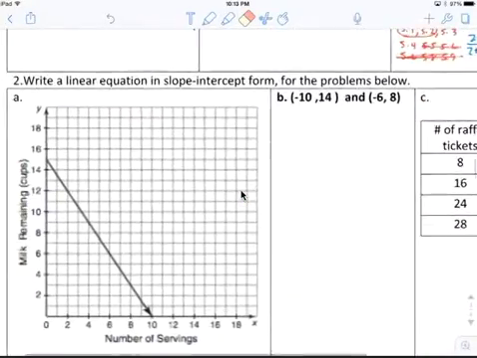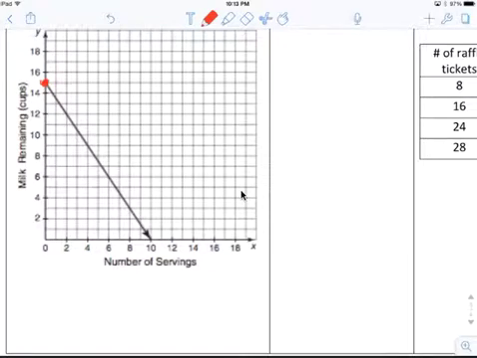Okay. Write a linear equation in slope-intercept form for the following problems. Okay, here the y-intercept. If you notice this, you can always do point-slope. You can choose 2 points, okay? And do 0, 15, and 2, 12. And you find the rate of change, y2 minus y1 over x2 minus x1. But because this has a y-intercept, you don't have to do that.